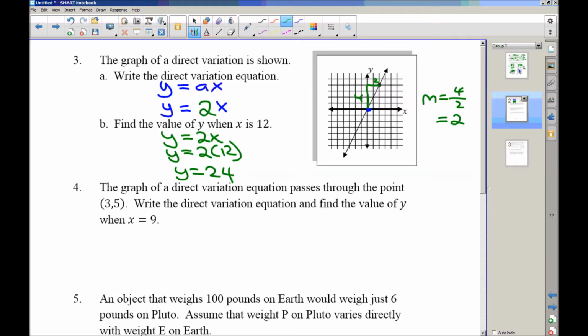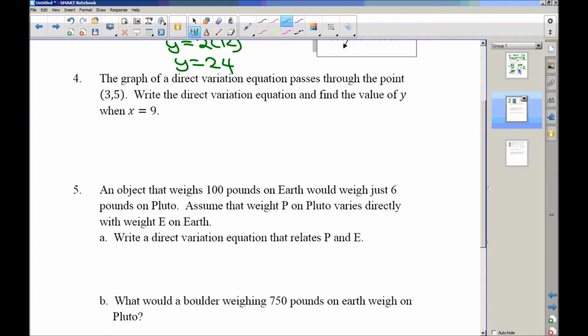The graph of the direct variation equation passes through the point (3, 5). Write the direct variation equation and find the value of y when x is 9. We only have 1 point. How are we going to find the slope? Well, that's really easy. We also know another point every single time: (0, 0). So our slope is 5 minus 0 over 3 minus 0, which is 5/3. Notice it's also just the y coordinate divided by the x coordinate. And that works for all direct variation equations.